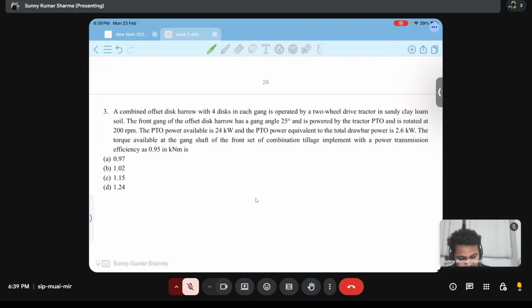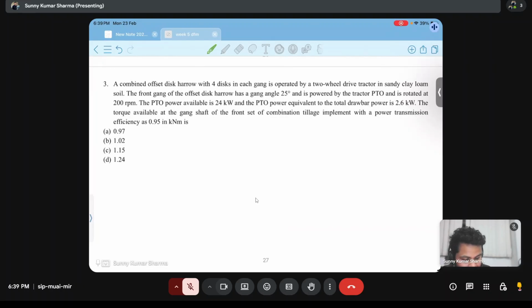So this is the third question. A combined offset disc harrow with four discs in each gang is operated by a two-wheel drive tractor in sandy clay loam soil. The front gang of the offset disc harrow has a gang angle of 25 degree and is powered by a tractor PTO and is rotated at 200 RPM. The PTO power available is 24 kilowatt and the PTO power equivalent to the total draft power is 2.6 kilowatt. The torque available at the gang shaft of the front set of the combination implement with power transmission efficiency 0.95, in kilonewton meter, is what they are asking: the total torque available at the gang shaft of the front set.